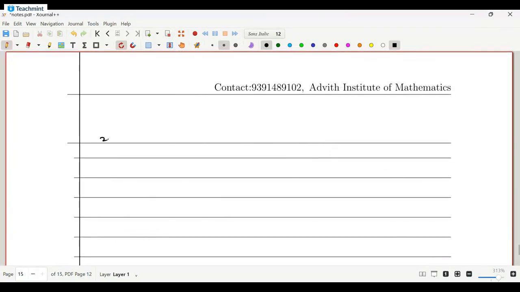Therefore, the diagonal entries in the skew symmetric matrix are 0. And therefore, the trace of a skew symmetric matrix is always 0. The trace of a skew symmetric matrix is always 0.